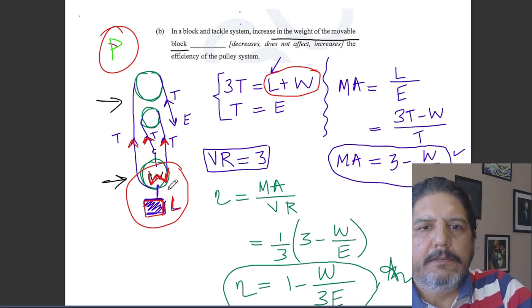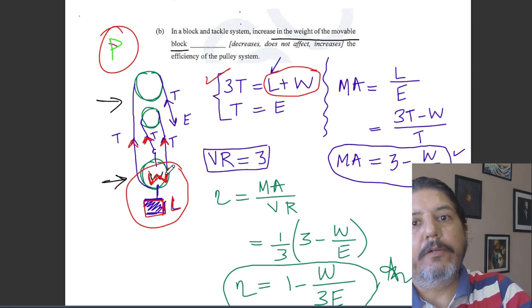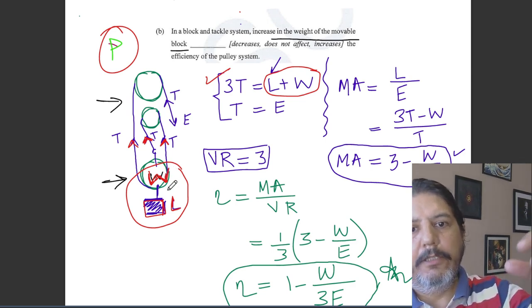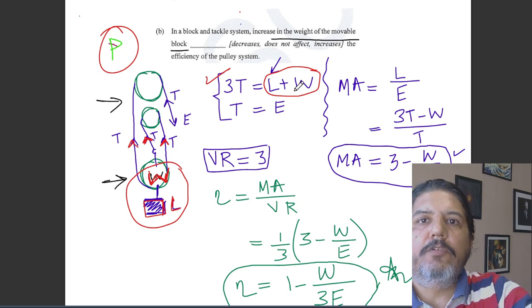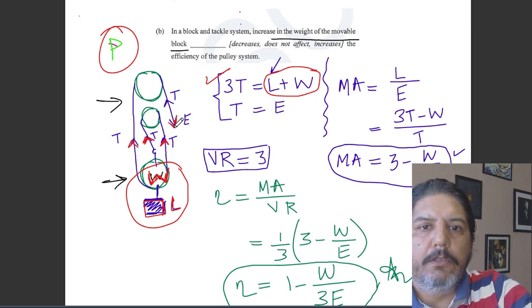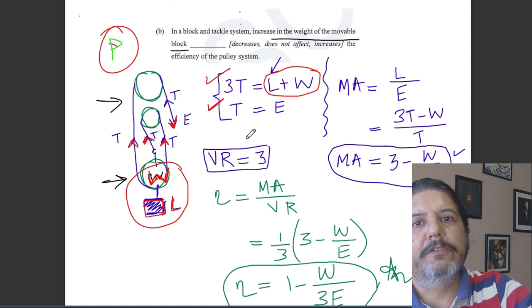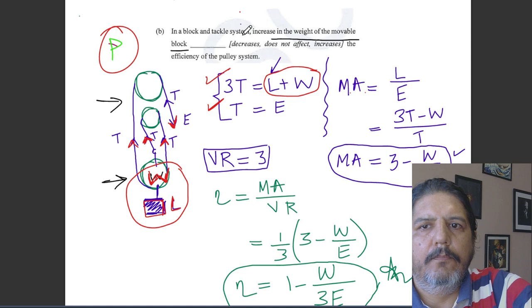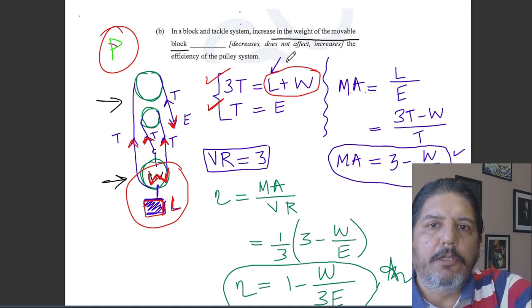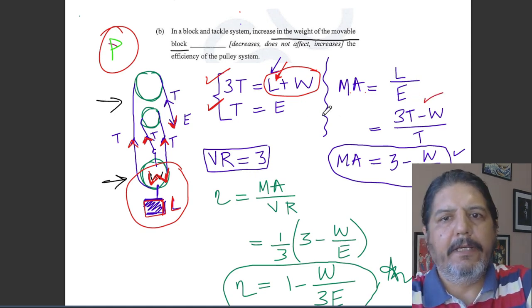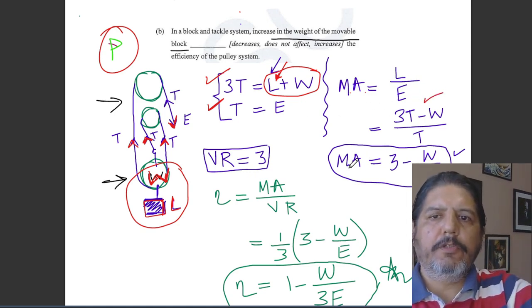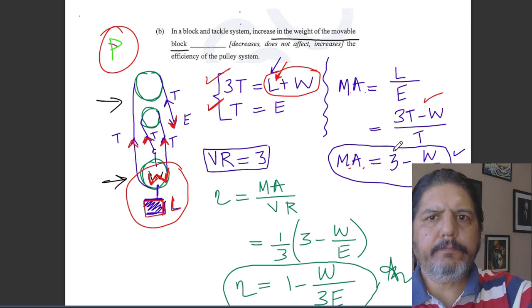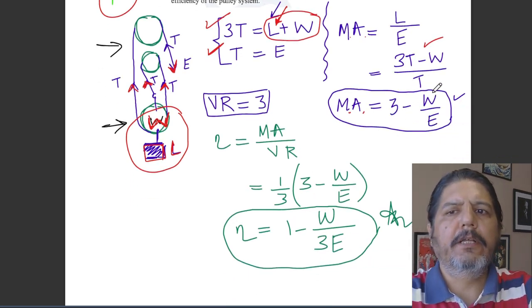So these 3 tensions would be supporting the weight of the movable pulley and the load. So 3T is equal to L plus W. This effort would be equal to the tension. So these are the 2 equations that I have. Now I understand that the mechanical advantage is equal to load by effort. So from equation 1, the load is equal to 3T minus W, and this is what I have written here. And the effort is equal to the tension. So the equation of mechanical advantage that I have is mechanical advantage is equal to (3T minus W) upon E.